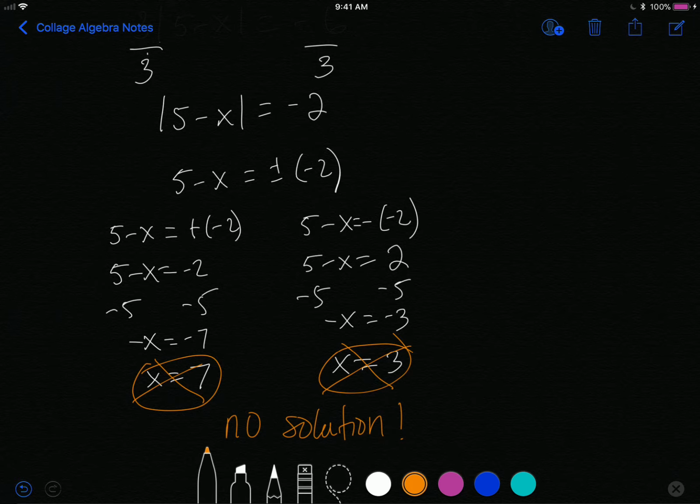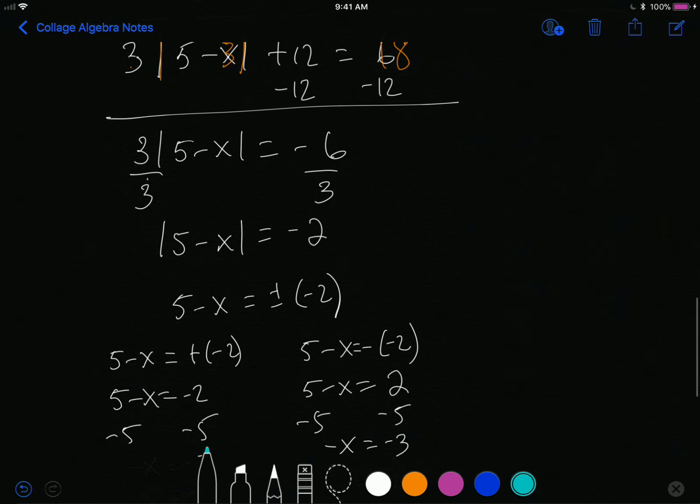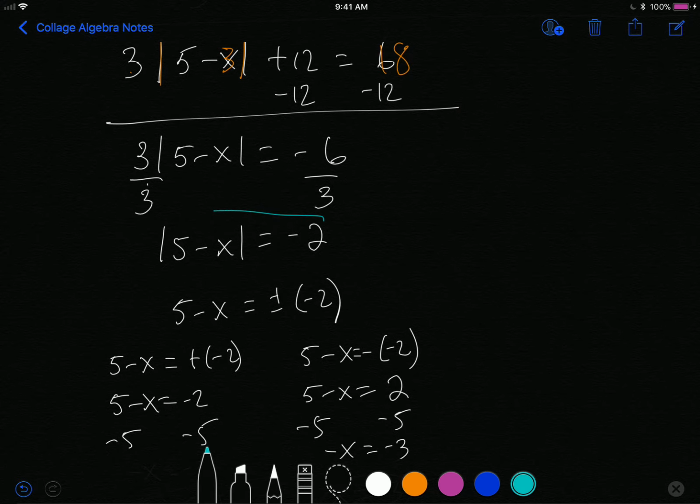Well, you might be wondering to yourself, why? What did we do wrong? Well, what we did was we missed something. If we go to the center of the problem right here, right when we isolated the absolute value sign, we got this statement right here. We said the absolute value of 5 minus x is equal to negative 2. I put it to you that this is impossible.